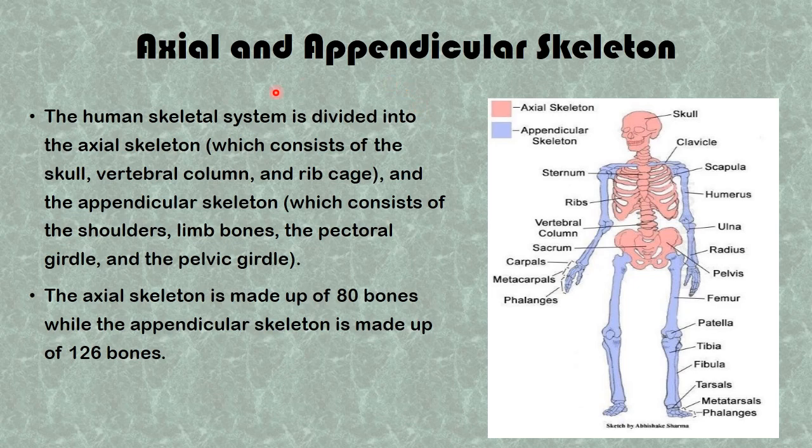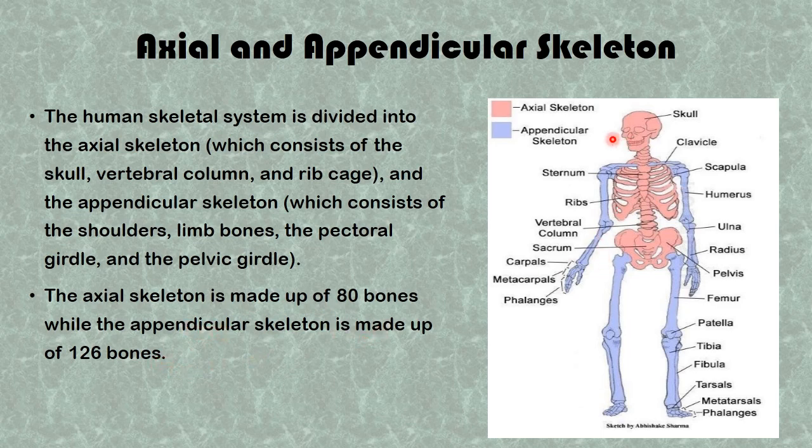Now moving on, we'll be looking at the axial and appendicular skeleton. The human skeletal system is divided into the axial skeleton, which consists of the skull, vertebral column, and rib cage, these last two being called the thorax. And the appendicular skeleton, which consists of the shoulders, limb bones, the pectoral girdle, and the pelvic girdle. They are the adjoining parts. They are the ones that join to the axial skeleton. The axial skeleton is made up of 80 bones, while the appendicular skeleton is made up of 126 bones.